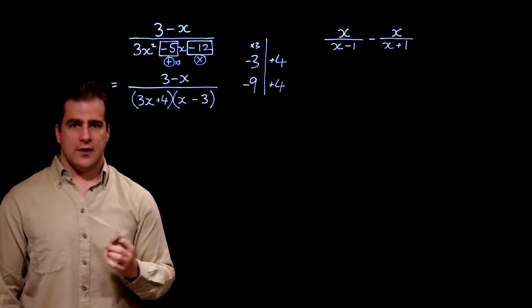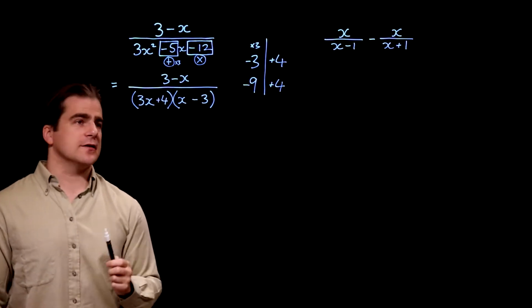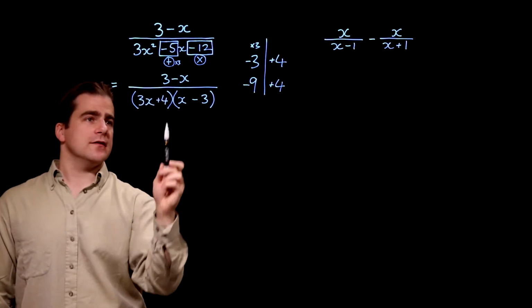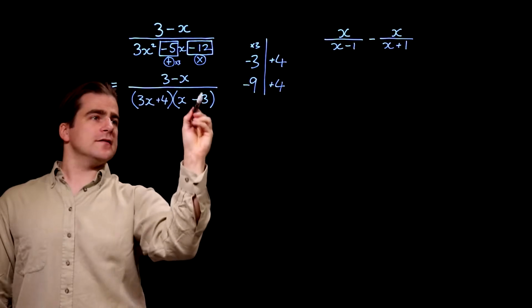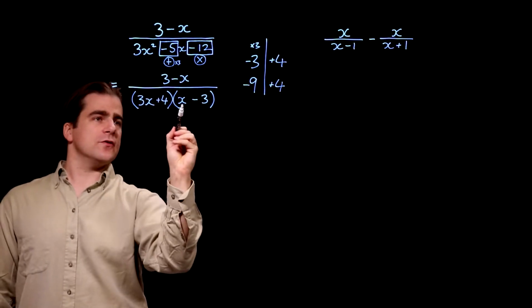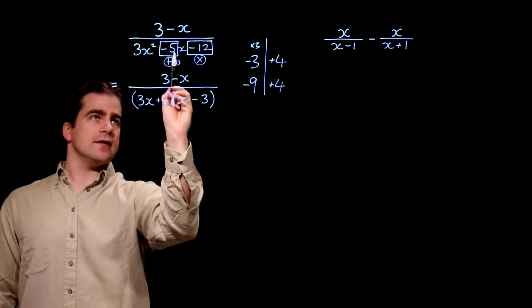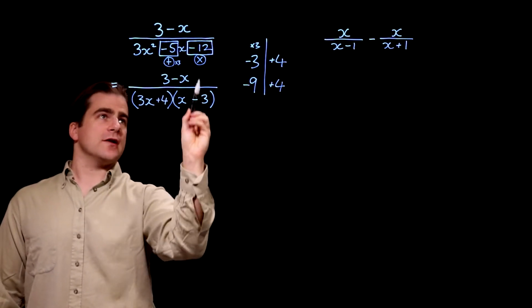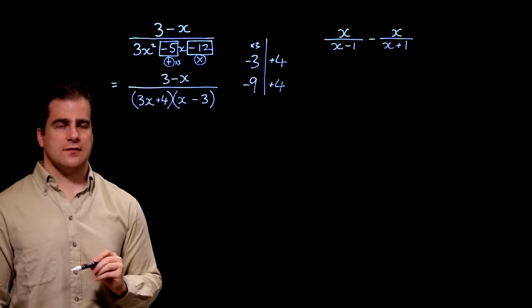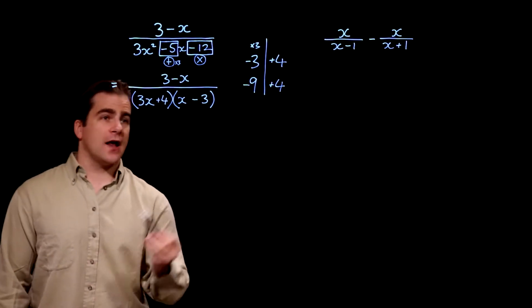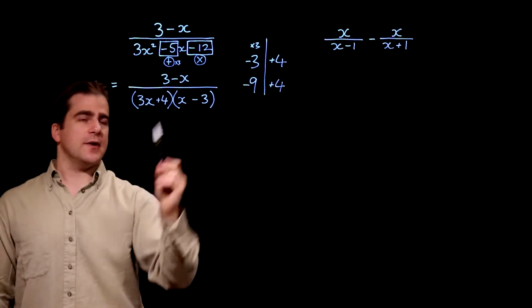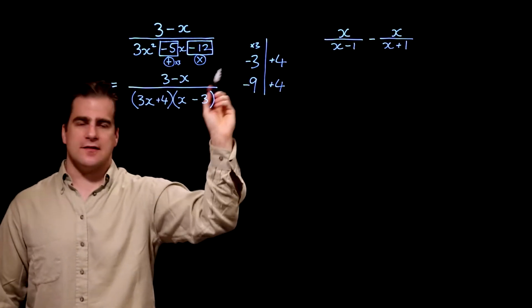Okay, we've done it. Let's do a quick check. 3x times x is 3x squared. Now we've got minus 9x plus 4x. That is indeed minus 5x, so that's correct. Plus 4 times minus 3 is minus 12. Yes, it's correct. Good. And look, we were right. We've got a 3 minus x on the top and an x minus 3 on the bottom. Okay, we can't cancel them yet.